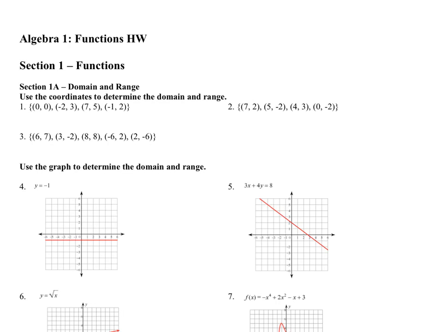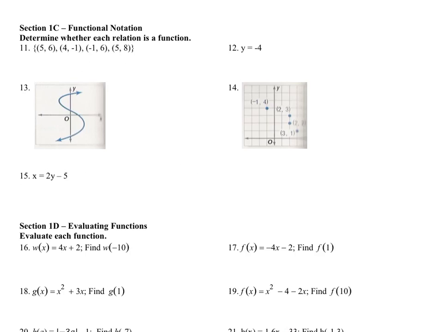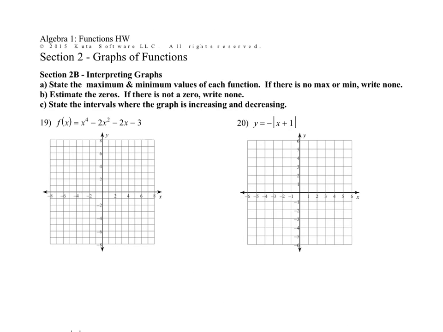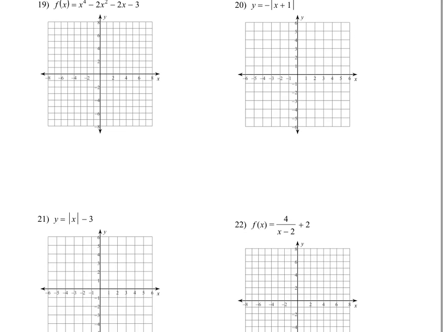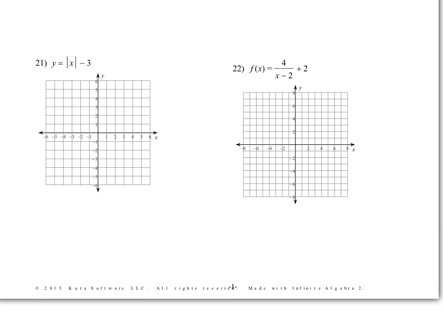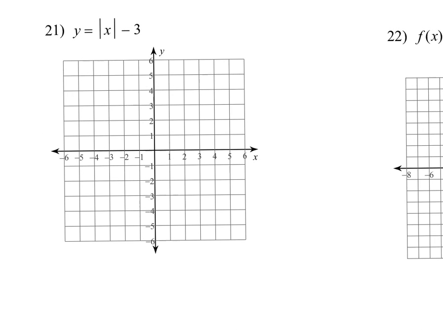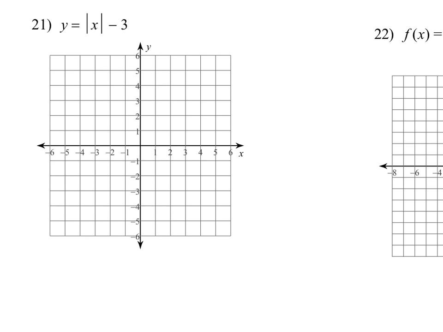Section 2C. Now it says 2B in here, but this one should be C, as I mentioned. Interpreting graphs. Now there's no graphs on here. You should have been handed out a graph that's actually written on here.